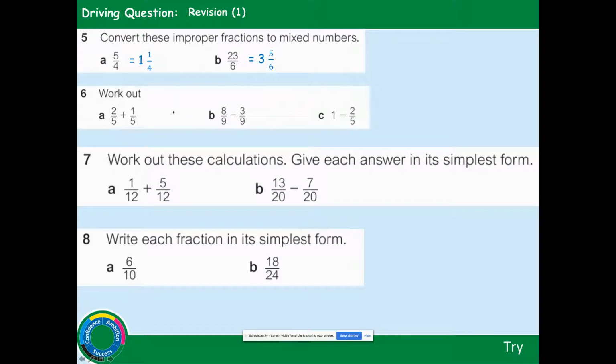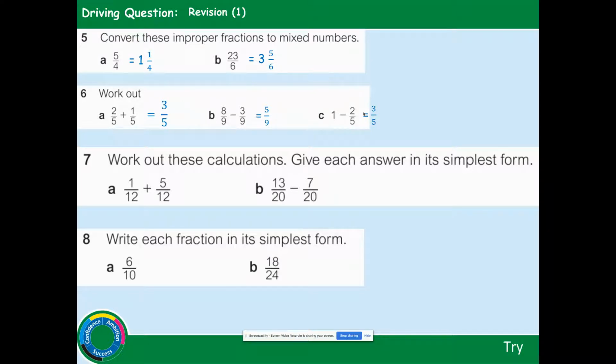2/5 add 1/5, so we're going to have 3/5. 8 ninths subtract 3 ninths, I'm going to be left with 5 ninths. Now this one I've got a whole one. So if you remember the lesson where we looked at making this into a fraction, we're looking at fifths, so I'm going to have 5/5. Take away 2/5 will leave me with 3/5.